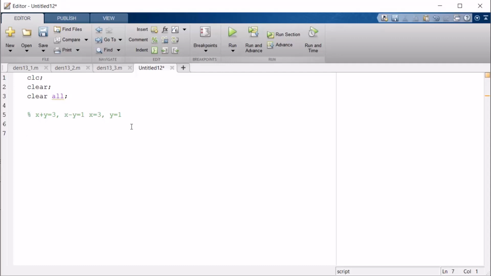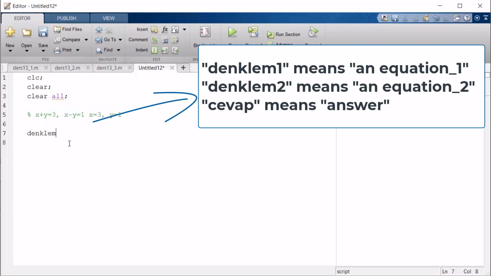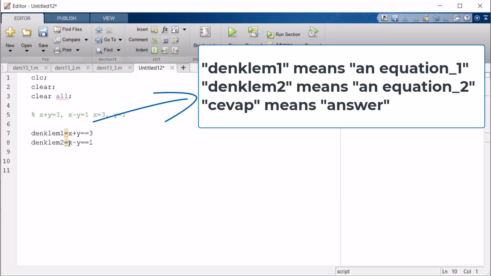Now there are two equations. There are x plus y equals 3 and x minus y equals 1. I show these equations separately first. I say equation 1, x plus y equals 3, show this way. You say equation 2, x minus y equals 1, in this way. Then of course we want the answer. I want it to use the solve command while asking for these answers.